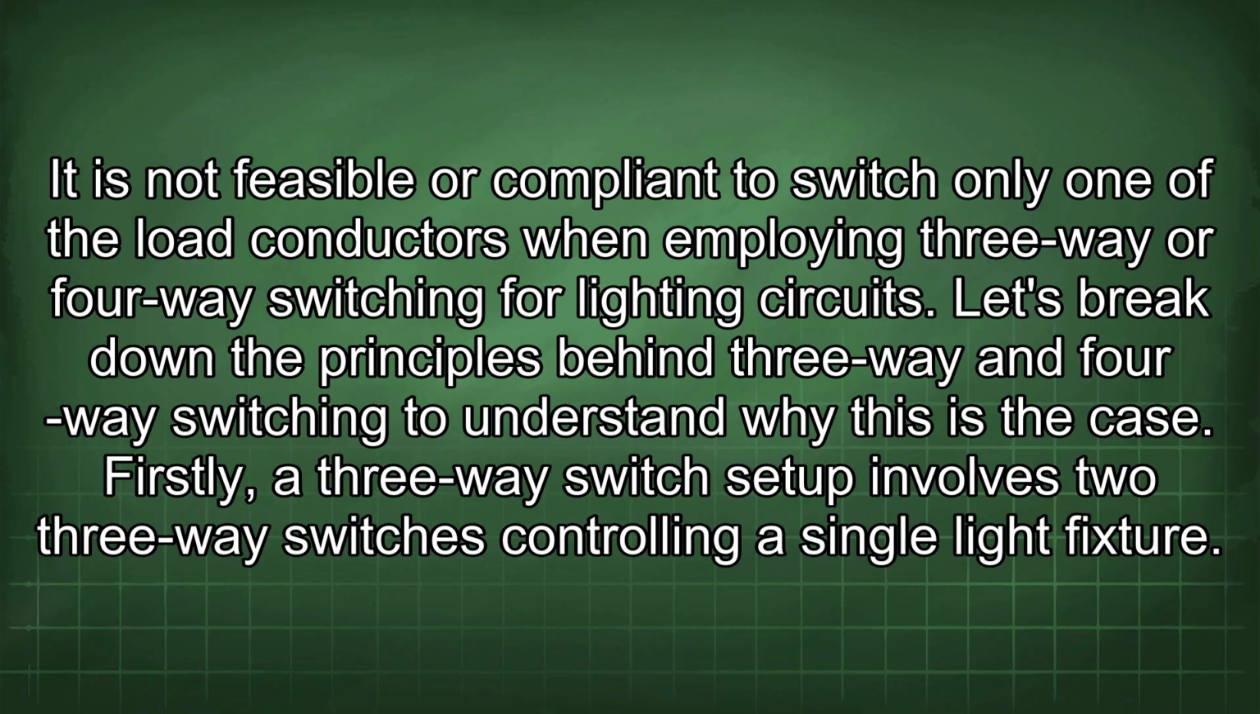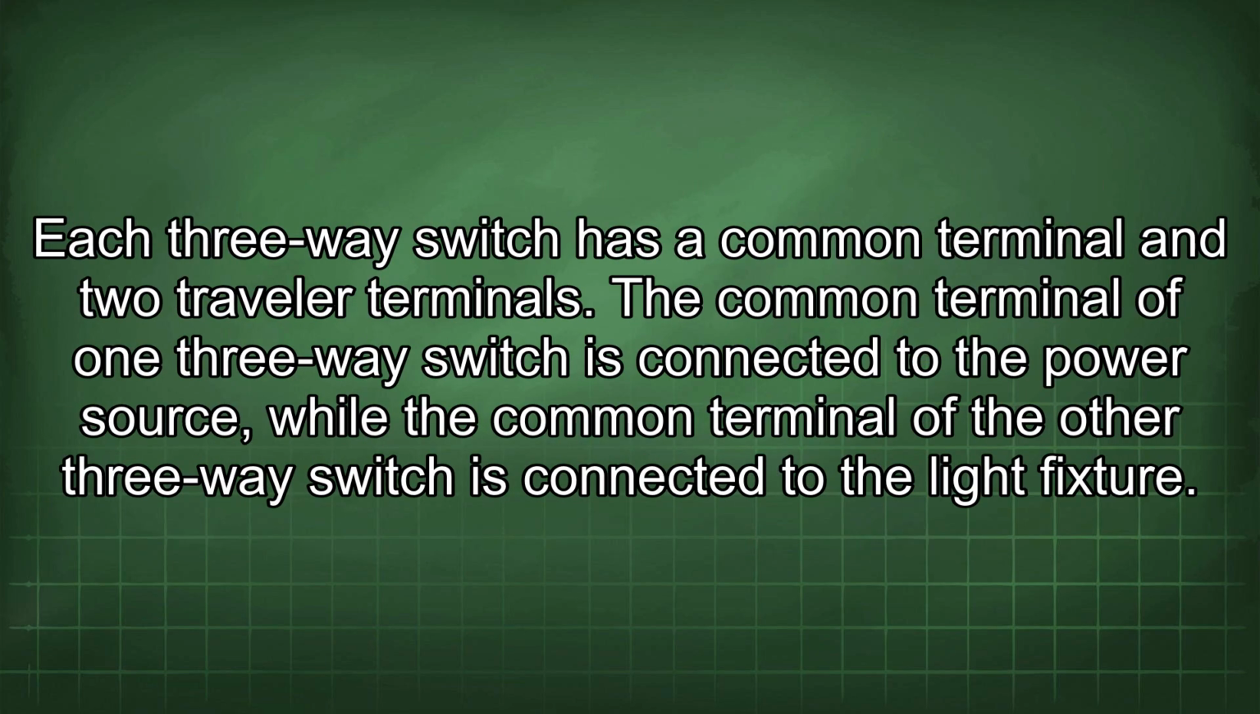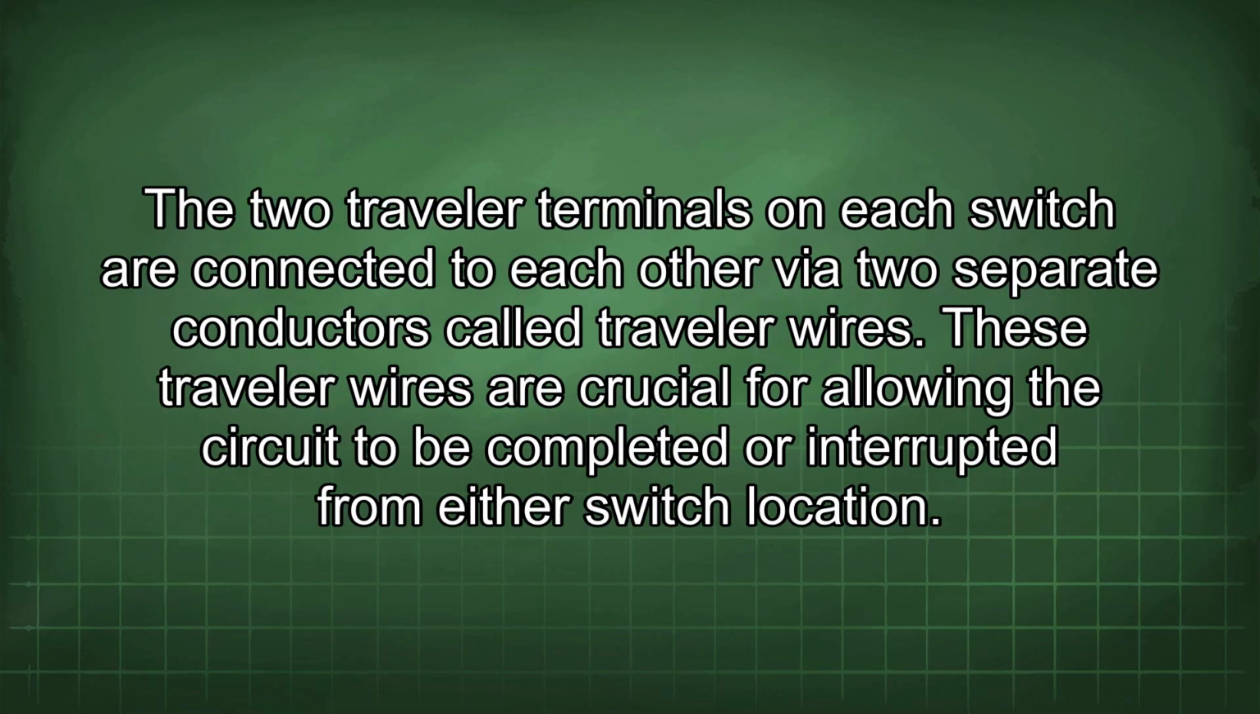Firstly, a three-way switch setup involves two three-way switches controlling a single light fixture. Each three-way switch has a common terminal and two traveler terminals. The common terminal of one three-way switch is connected to the power source, while the common terminal of the other three-way switch is connected to the light fixture. The two traveler terminals on each switch are connected to each other via two separate conductors called traveler wires. These traveler wires are crucial for allowing the circuit to be completed or interrupted from either switch location.